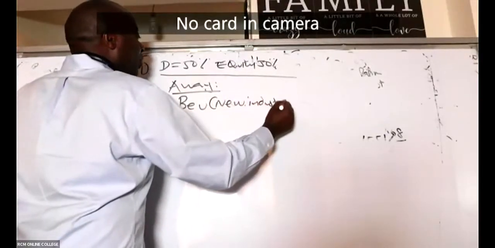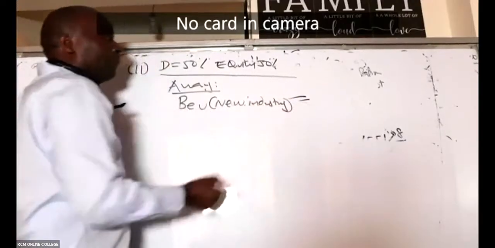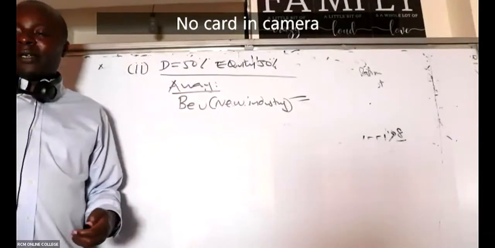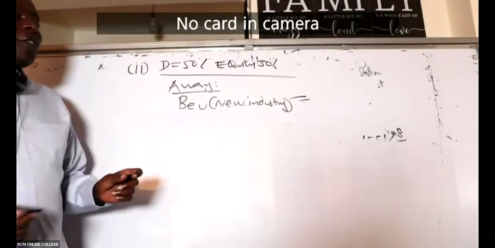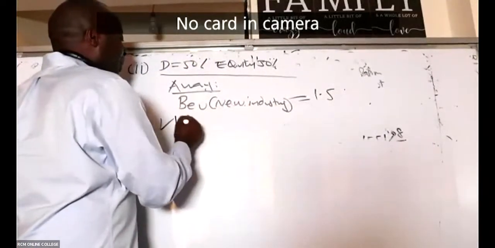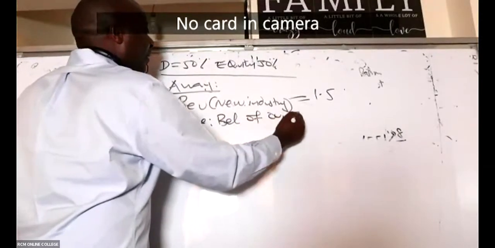This will not change because the capital structure has changed. So BEU for the new industry will remain what we had up there, which was how much? This was given to us directly. BEU is 1.5. We come home and find the BEL of our company.